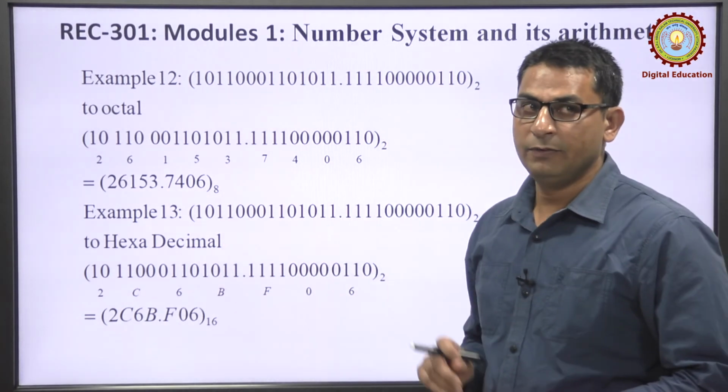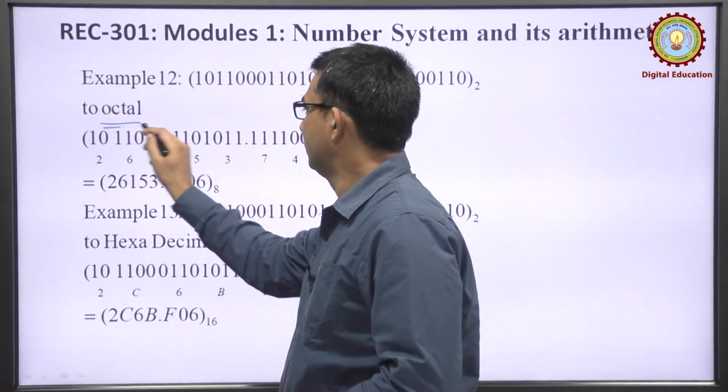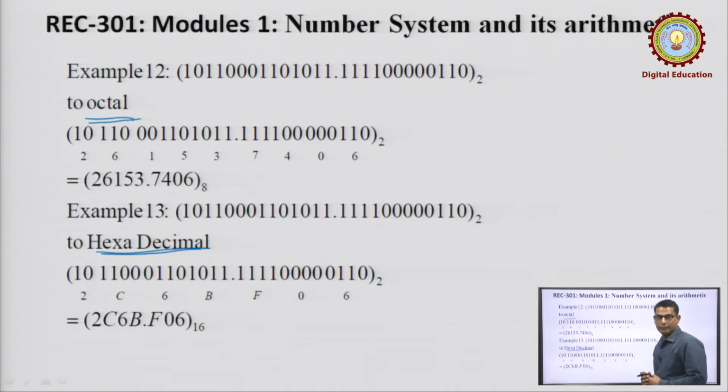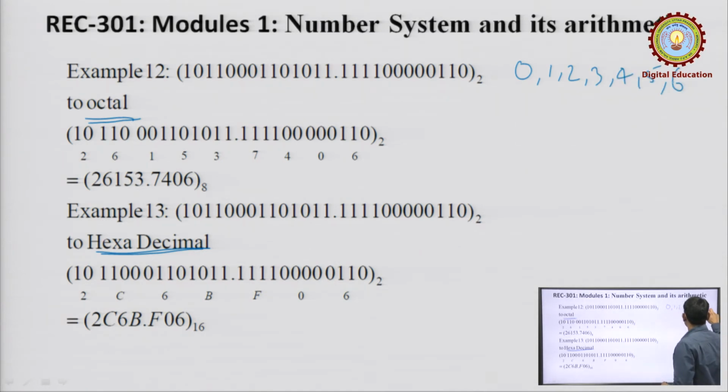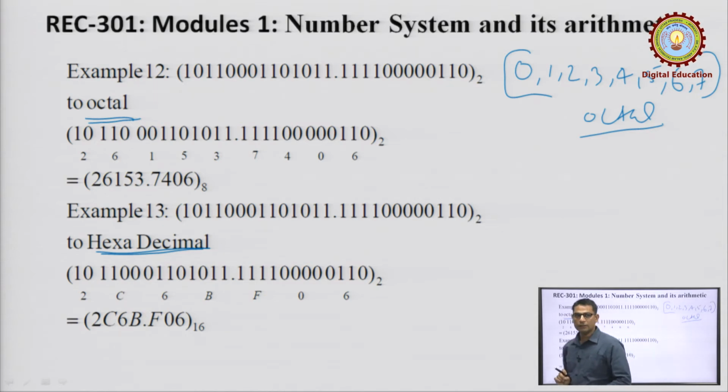Before starting this numerical, I want to discuss the octal number and the hexadecimal number. In the case of an octal number, the maximum permissible digit is 7. We can go 0, 1, 2, 3, 4, 5, 6 and 7 for the octal. It means the highest permissible digit for the octal number is 7.